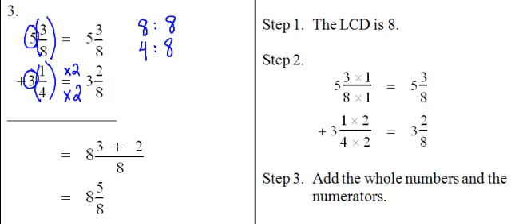Now all we have to do is add these mixed numbers, and you know how to do that. We add the whole number portion. So 5 plus 3 gives us 8. And then we add the numerators and keep the same denominator for the fractional portion. So 3 plus 2 gives us 5. And we keep that original denominator of 8. So 8 5/8 is actually as reduced and as simple of a form as we're going to get with that answer. So 8 5/8 is your answer.